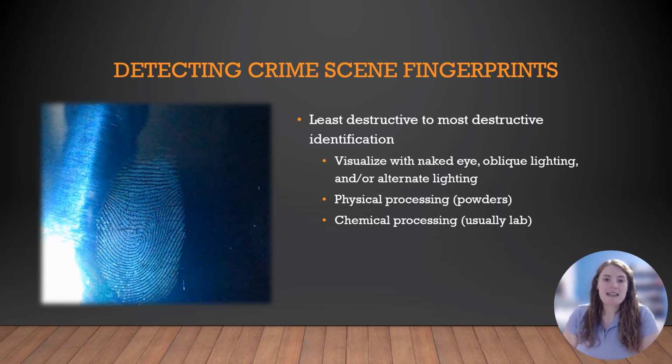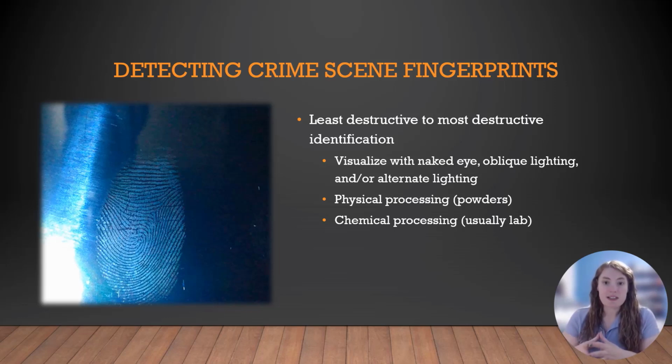Now, when we process evidence at the scene in search of latent fingerprints, it's important to keep in mind what we learned with search patterns. You move from the least destructive to the most destructive. So first, you want to attempt to visualize the prints using the naked eye and potentially supplemental lighting. Oblique lighting works great for most latent print visualization, and it only requires a flashlight.